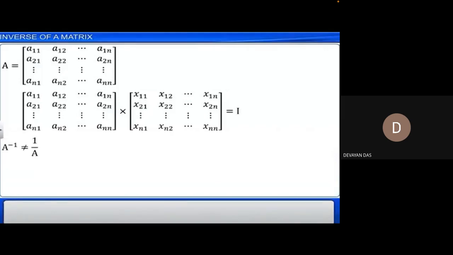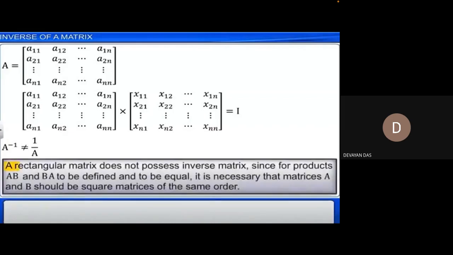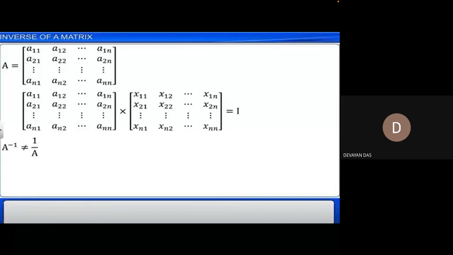We will not write it as 1 by A. We should not write it as 1 by A. A rectangular matrix does not possess an inverse matrix. Since the products AB and BA must be defined and equal, it is necessary that the matrices A and B should be square matrices of the same order. Only for square matrices of the same order are A into B and B into A possible. If B is the inverse of A, then A is also called the inverse of B.